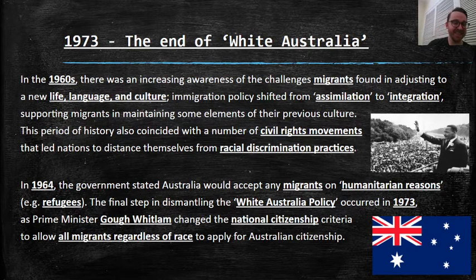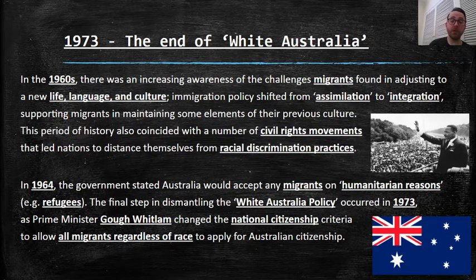Something like that. This period of history also coincided with a number of civil rights movements that led nations to distance themselves from racial discrimination practices. Basically, during the 1960s, it was this decade of great change. So that's a picture of Martin Luther King Jr. So you had the African-American civil rights movement, the US civil rights movement occurring that inspired one in Australia for Indigenous people, which we look at next term as well.